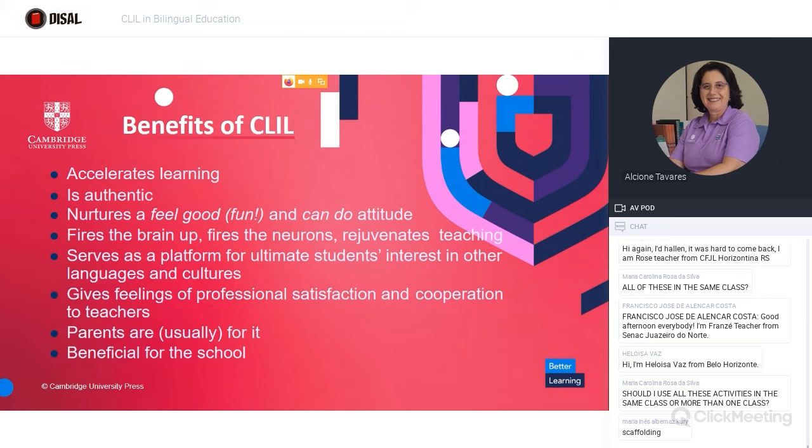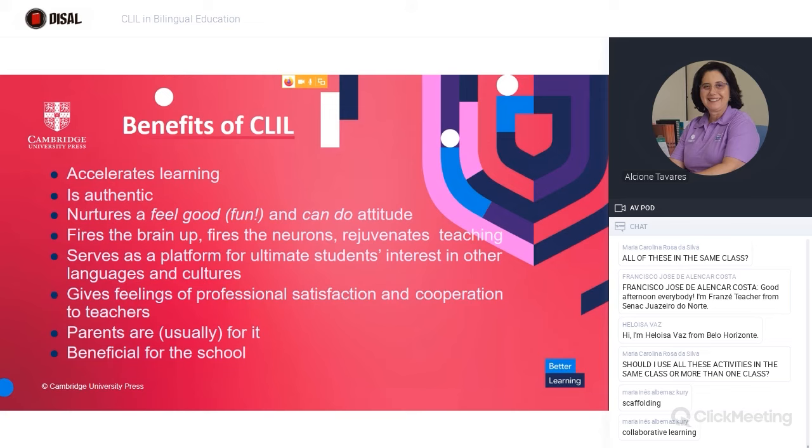So let's imagine students having more fun in the lessons, using their brains, learning something in English, not just the language, but another subject in English. Teachers cooperating with one another. So I'm an English teacher. I needed a science teacher's help in this lesson, or the science teacher is providing a lesson in English and asks me for cooperation, for ideas of activities. So this cooperation is positive for teachers, gives good feelings of professional satisfaction. And all of this is beneficial for the school.